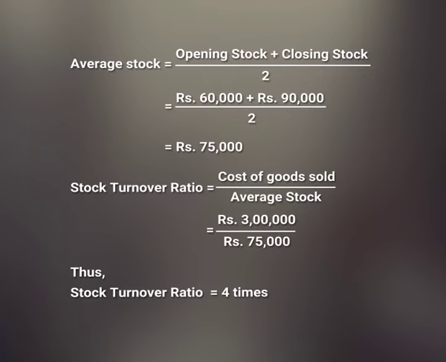So, the stock turnover ratio is equal to cost of goods sold divided by average stock, which is equal to rupees 3 lakhs divided by rupees 75,000. So, thus the stock turnover ratio is 4 times. Now, we will see one more question. Calculate stock turnover ratio with the help of the following figures.